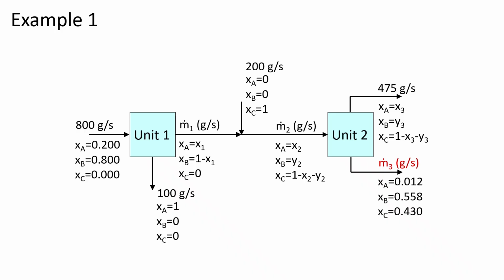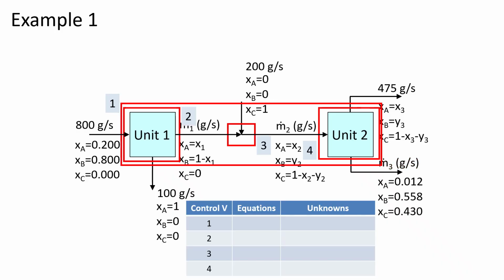Now, this process flow diagram is fully labeled, and we can consider the 4 different control volumes that we talked about before and see if the number of unknowns is equal to the number of equations for any of those 4, and thus the problem could be solvable. What's shown here are those 4 control volumes just redrawn.